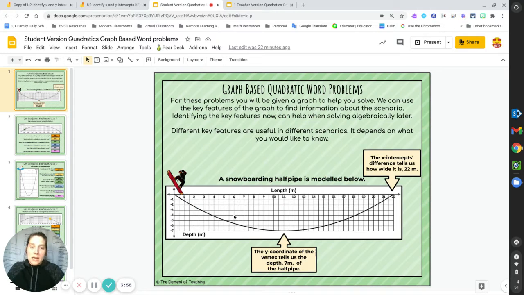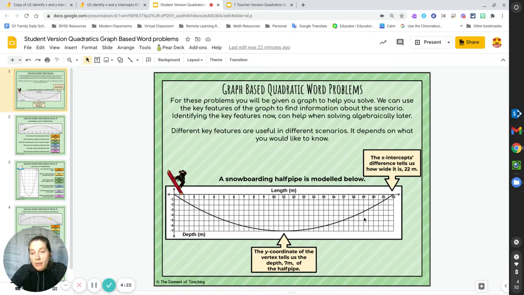So this particular example is of a snowboarding half pipe. It's modeled here. This is the origin (0, 0), so we're only looking at the fourth quadrant. And as you go down the half pipe, you get to the lowest point right here, and that is the y coordinate of the vertex, and it tells us the depth, which in this case is -7, so it's 7 meters deep for the half pipe.